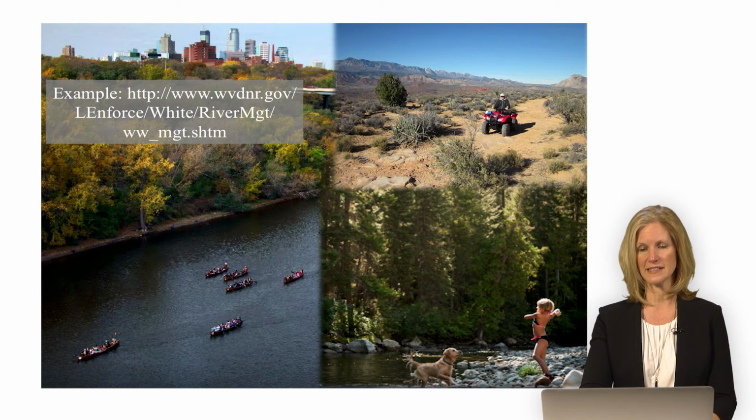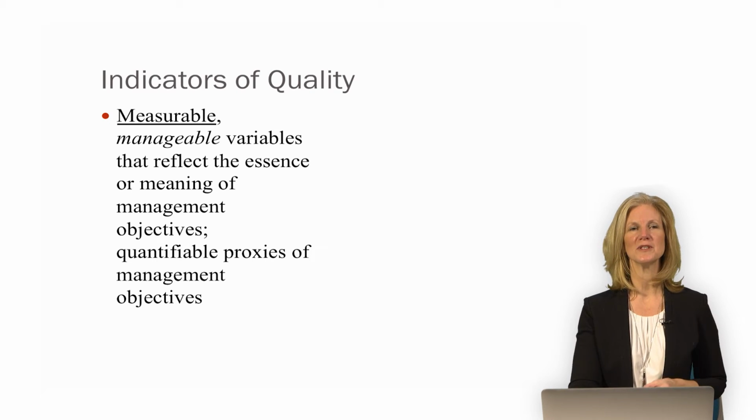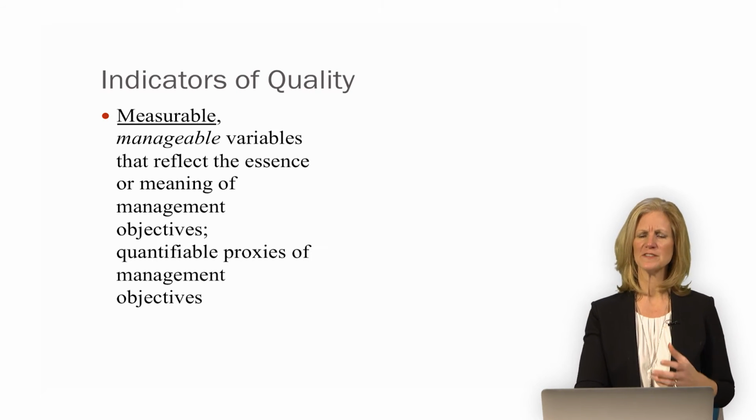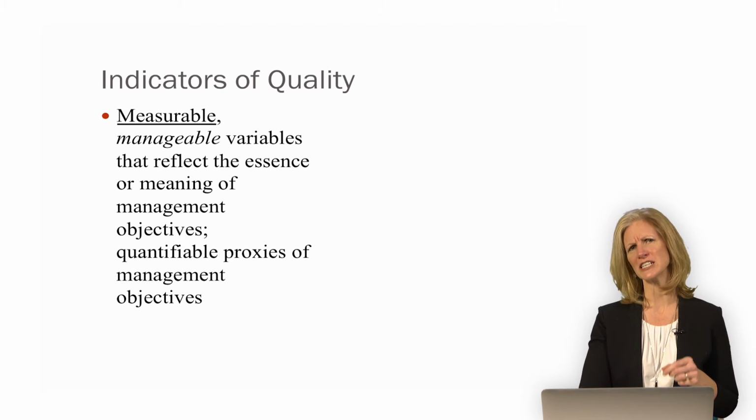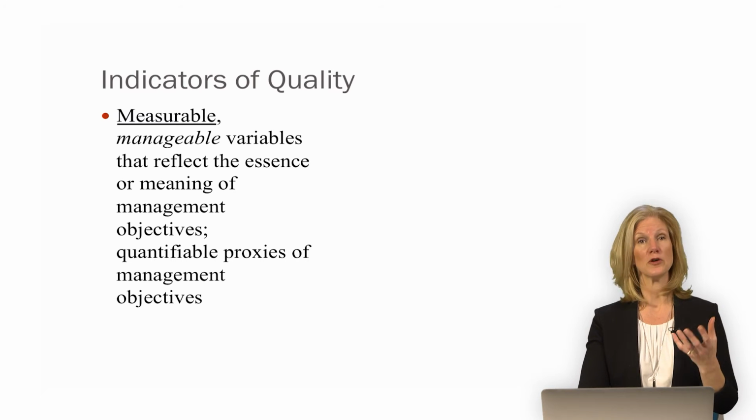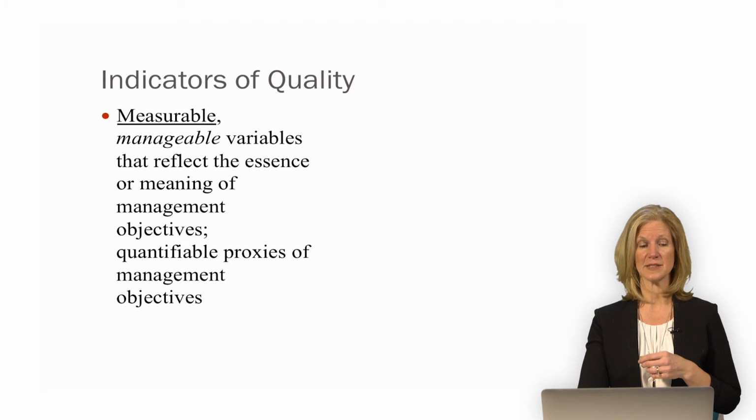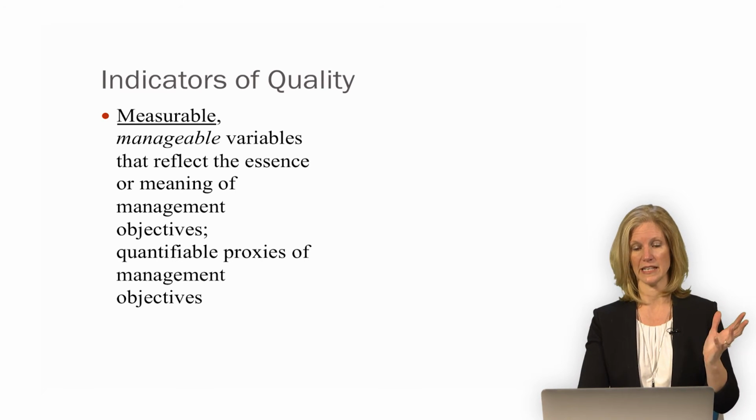A good indicator is a measurable, manageable variable that reflects the essence or meaning of the management objective. Really, it's a quantifiable proxy for the management objective. So, for example, if the management objective relates to solitude and low numbers of encounters, you need to specify how you're going to measure encounters. It can't be really vague like encounters, because not all encounters are the same. Rather, the word encounters must be explicitly defined.